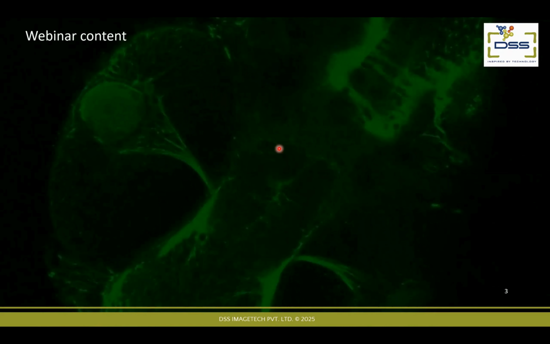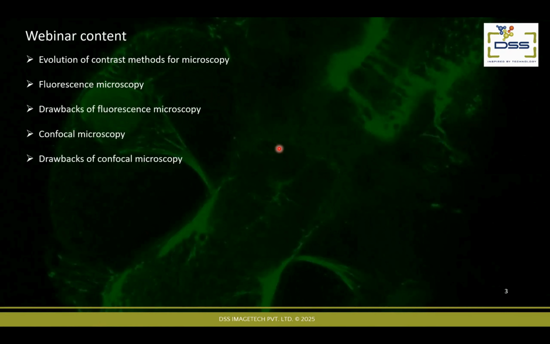So before we dive deep, it's also important to study the broader evolution of imaging. I'll start by explaining basic contrast methods that are used in bright field and phase contrast microscopy. Then afterwards, we move into fluorescence-based techniques, which also form the bedrock of multiphoton microscopy. And then look at how fluorescence microscopy and advanced confocal microscopy may not be fully suitable for deep tissue imaging. So, the drawbacks of these two techniques.